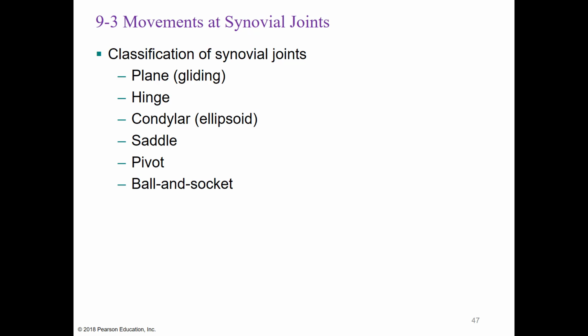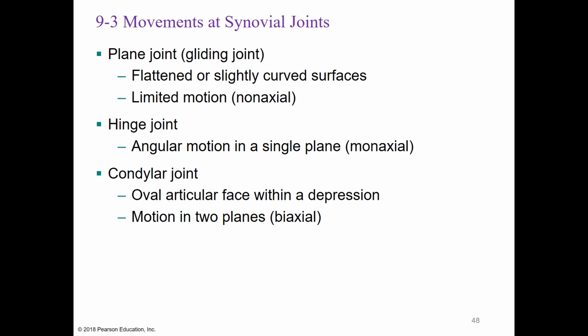Movements at synovial joints. So classification of synovial joints can be plane or gliding, hinge, condylar or ellipsoid, saddle, pivot, ball and socket. So let's visit each one of these, starting with the plane. So a plane joint or gliding joint is flattened or maybe slightly curved. There's very limited motion. A hinge joint is an angular motion in one plane, monaxial, like we talked about the elbow.